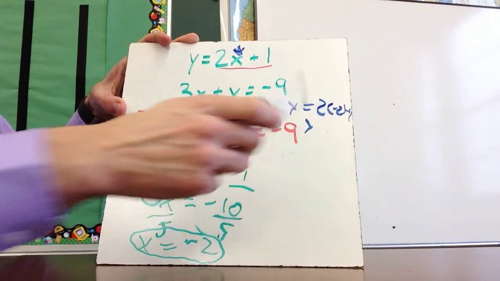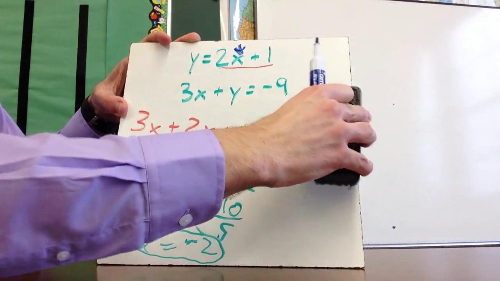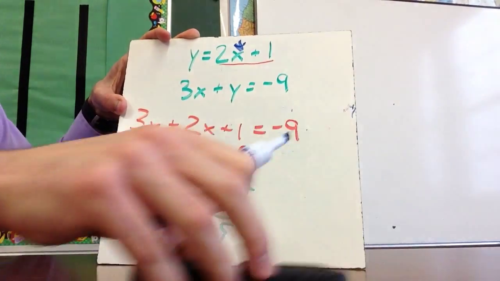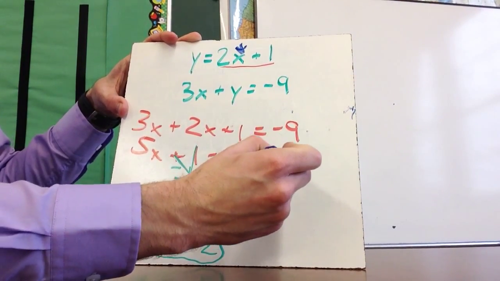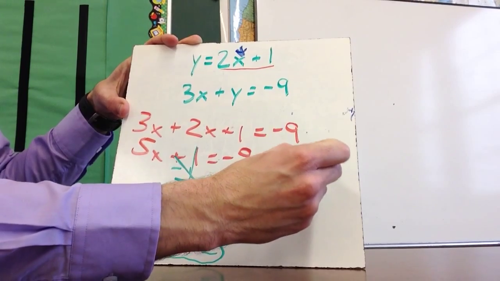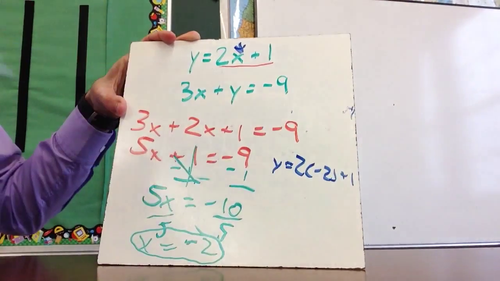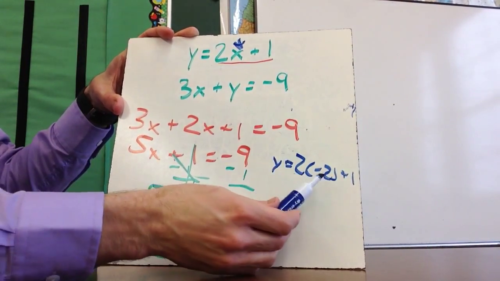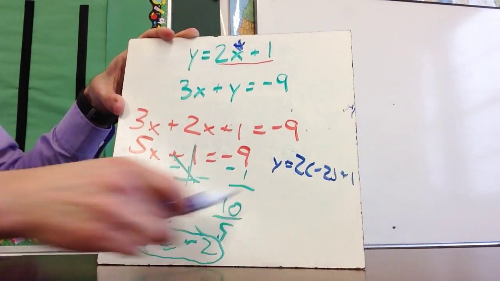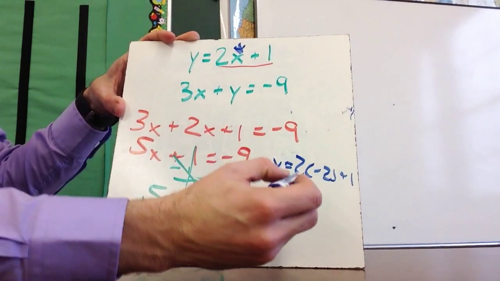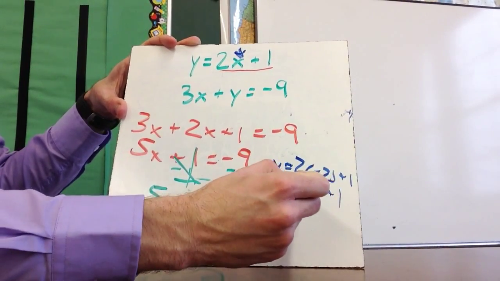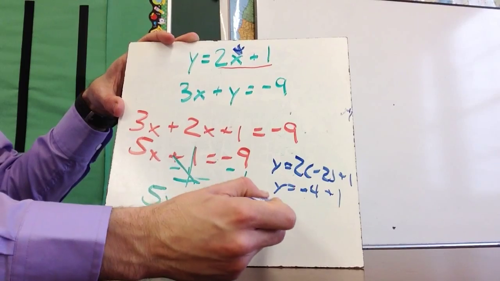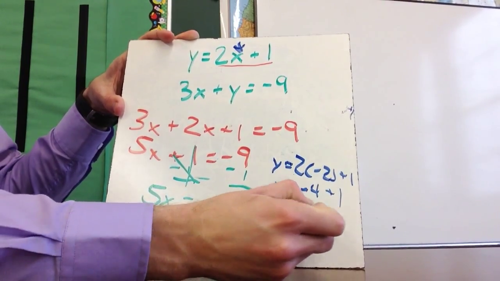I'm running out of space. Let me rewrite this where I've got some more space. Sorry about that. I'm going to write it down here. I've got y equals 2 times negative 2 plus 1. So this is my y equals 2x plus 1, and I know that x is negative 2. So then y equals negative 4 plus 1, which means that y equals negative 3.